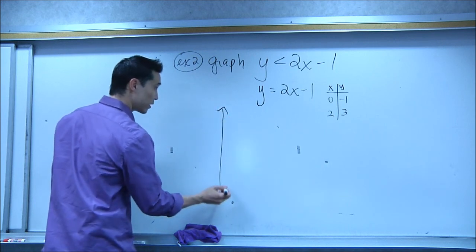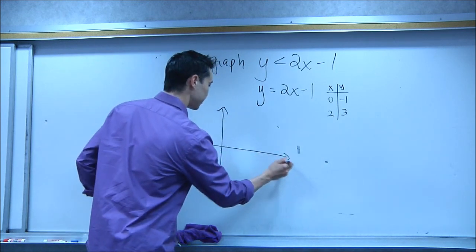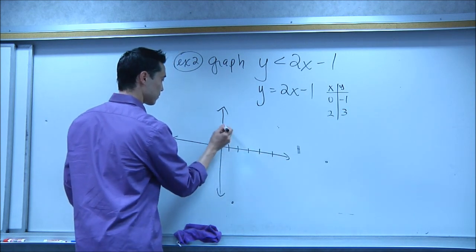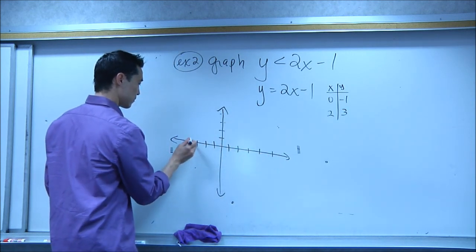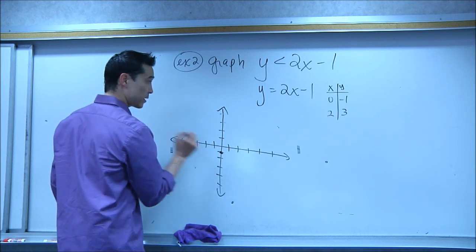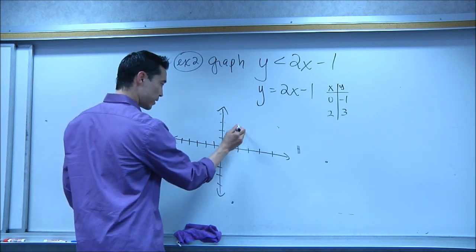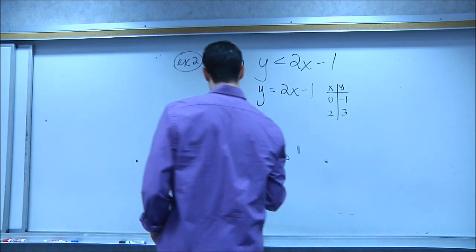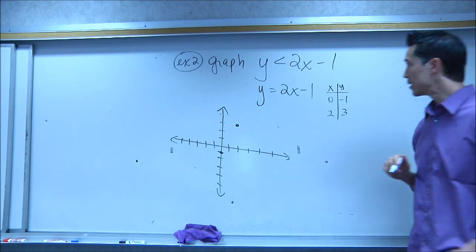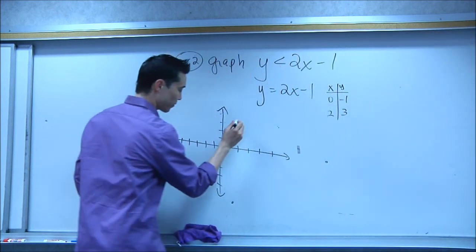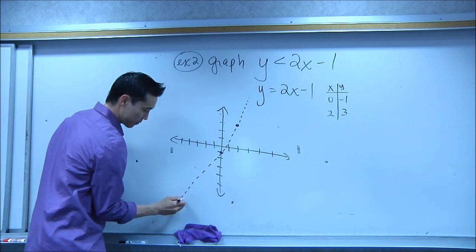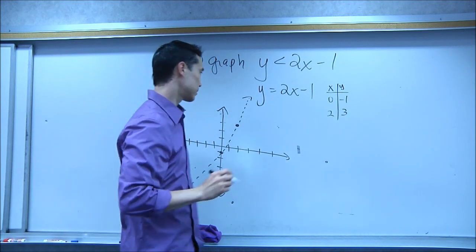So I have 0, negative 1, and I have 2, comma 3. 0, negative 1 is right here. 2, comma 3 is right here. And I'm gonna draw a line through there. What kind of line am I going to draw? A dashed line, because there's no equal sign with it, right? So a little dotted line running right through, something like this.